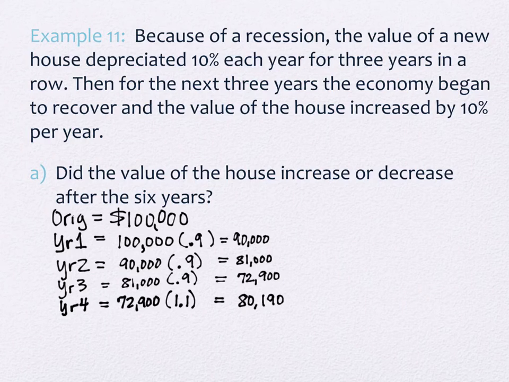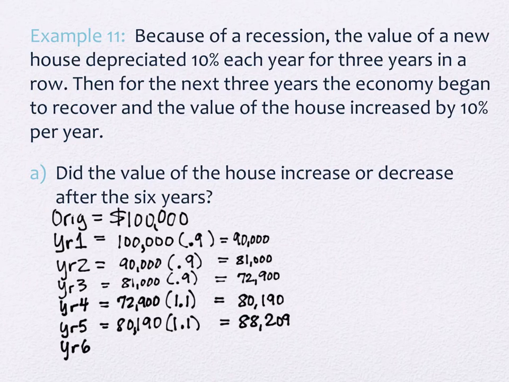Now we're ready for year 5. Going to go up another 10%. So I've got my 80,190 times the 1.1. What's that one going to give me? 88,209. Thank you. Okay, so Samantha says it's 88,209. Looking good. And year 6.